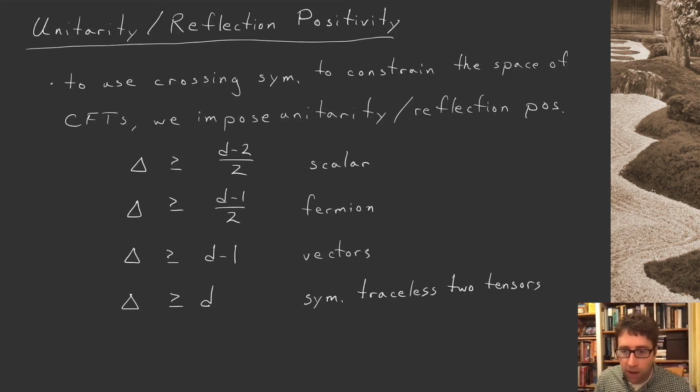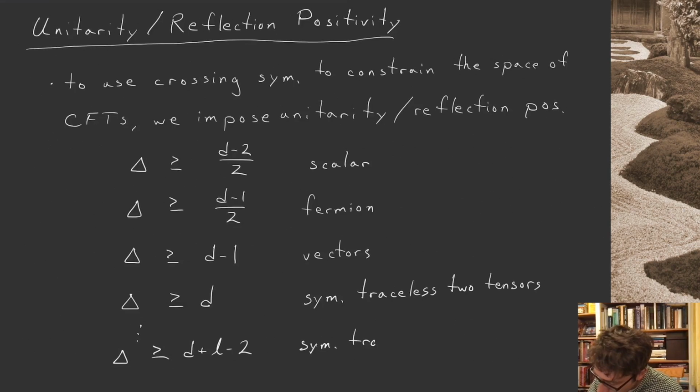Let me give you one possible extension of this list of inequalities. We could write, for example, that delta is greater than or equal to d plus L minus 2 for a symmetric traceless L index or spin L tensor. So that's for the spectrum.